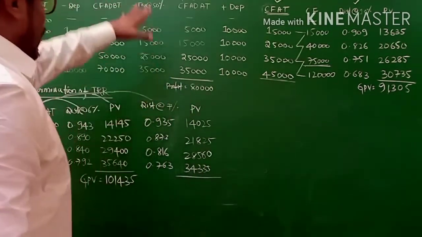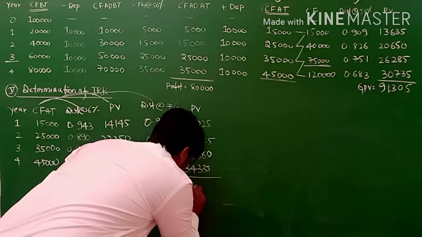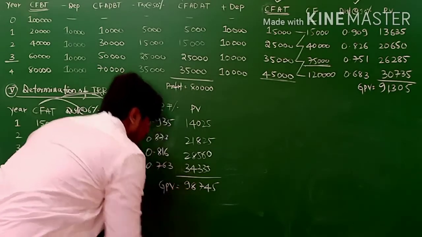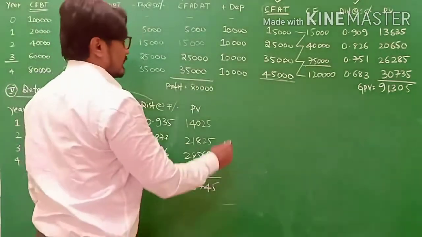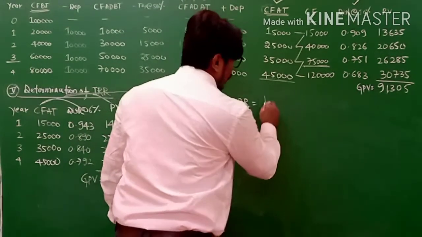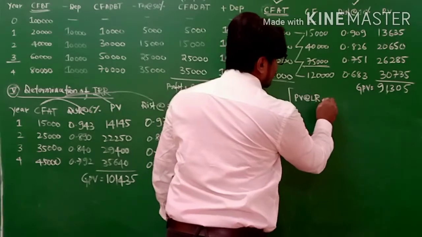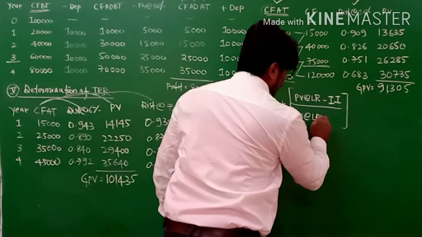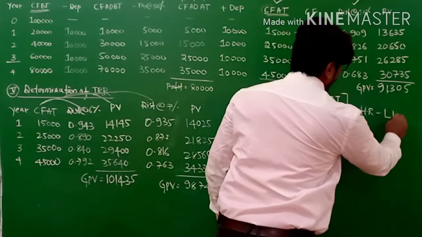And again you have to add, you will get around 98,745, my friends. This is nothing but gross present value. So gross present value, this is the highest rate and this is the lowest rate. Okay, likewise you have the formula of IRR, my friends. So what is the formula? Lower rate plus present value at lower rate minus initial investment divided by present value at lower rate minus present value at higher rate into higher rate minus lower rate, my friends.